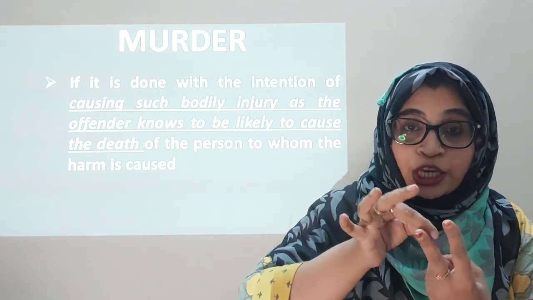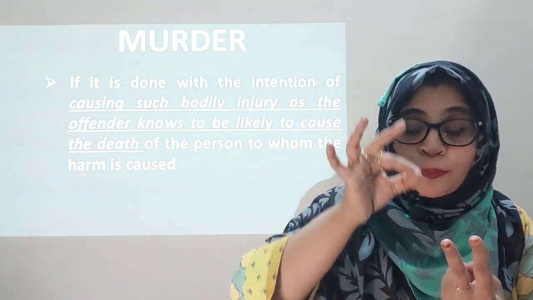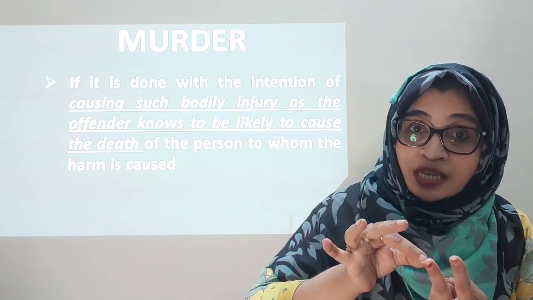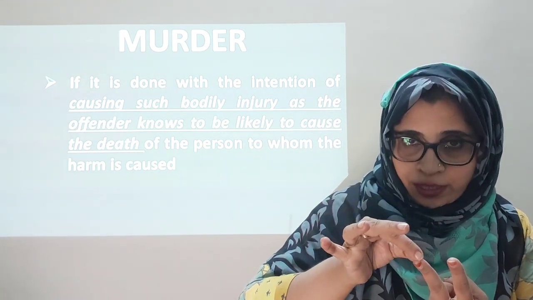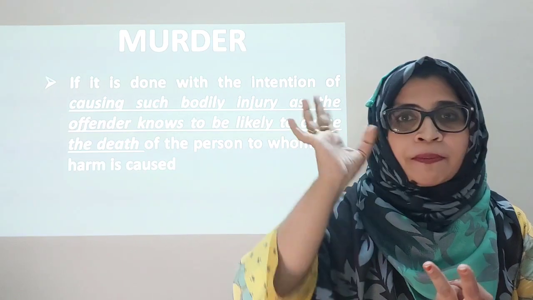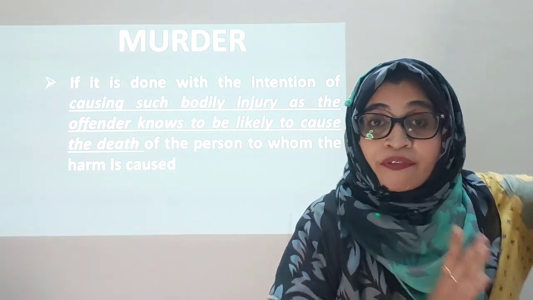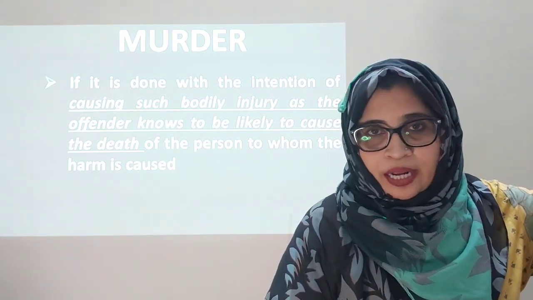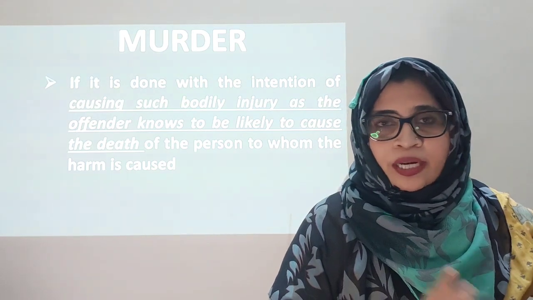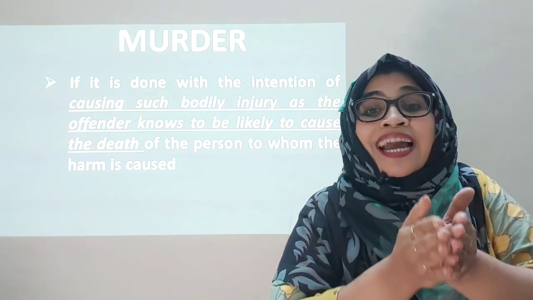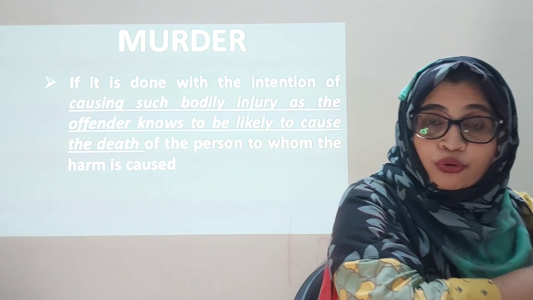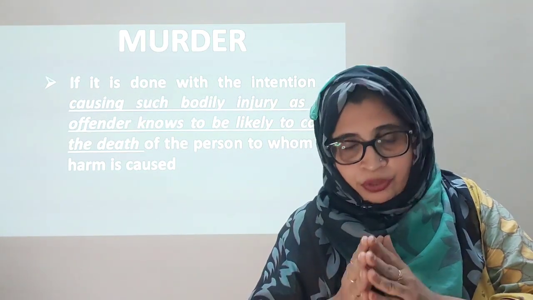Right? A knows it. If he blows a cancer patient or some kind of diseased person, definitely B will die. That we cannot see in Section 299. In Section 299 we cannot see it. So this slight difference we can observe between Section 299 and Section 300.